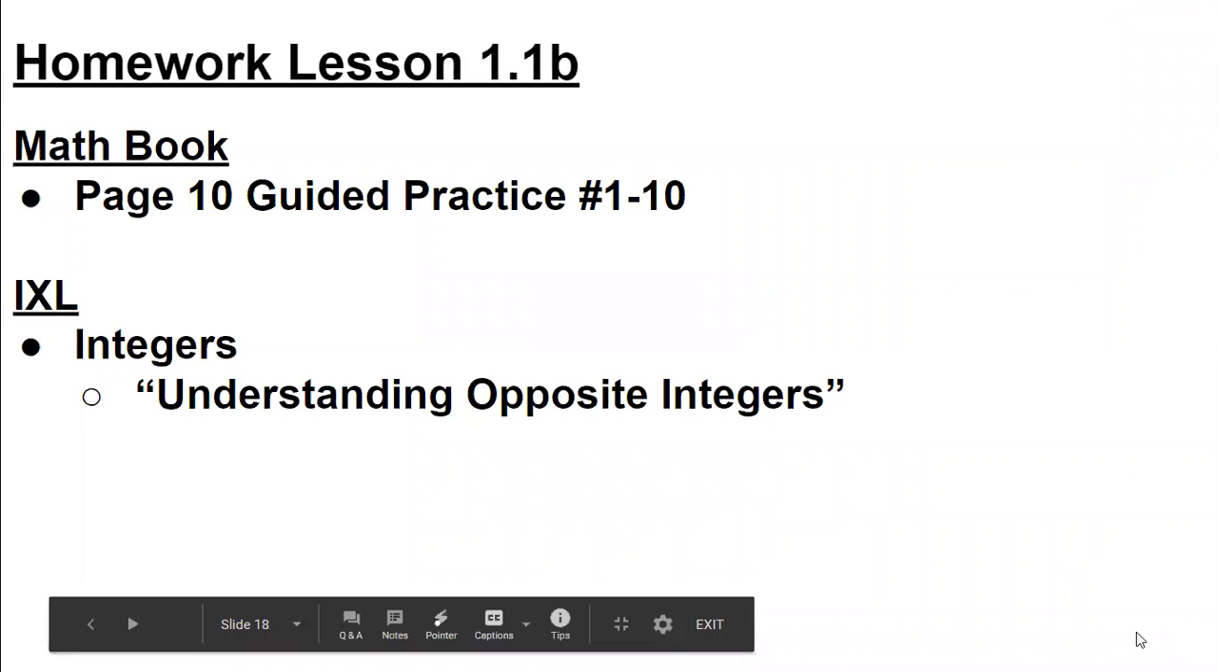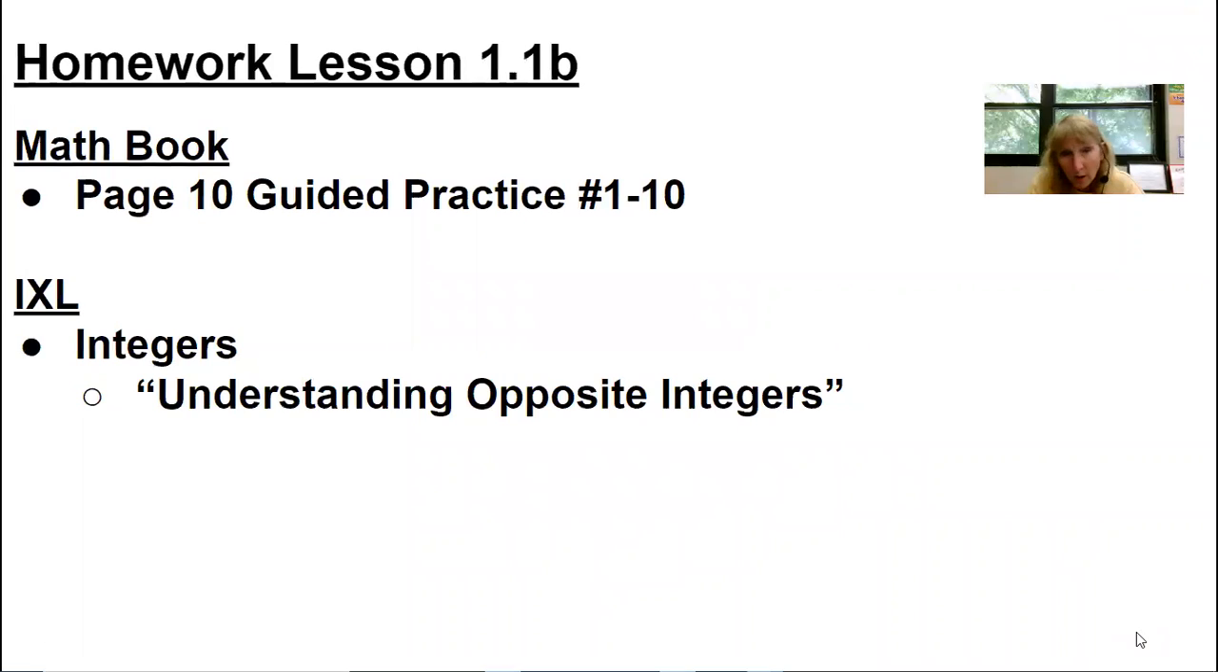Okay, I'm going to bring myself back here. It's time for the homework. Hopefully you did well. I'm sure you did. Okay, we have math book, page 10, guided practice, numbers 1 through 10. And I want you to work in IXL under the category integers, understanding opposite integers.